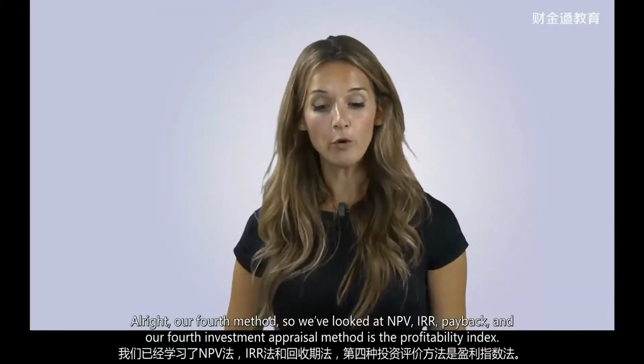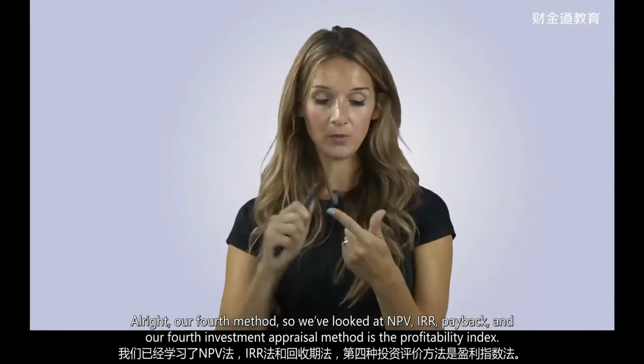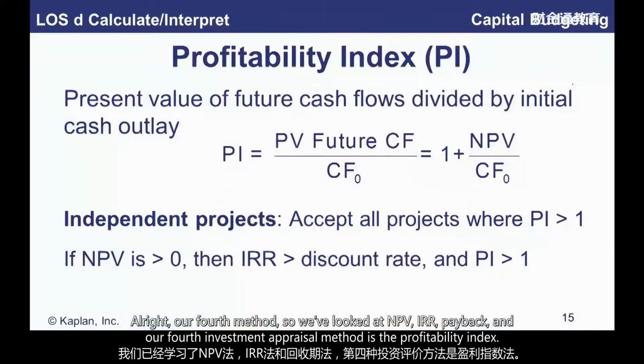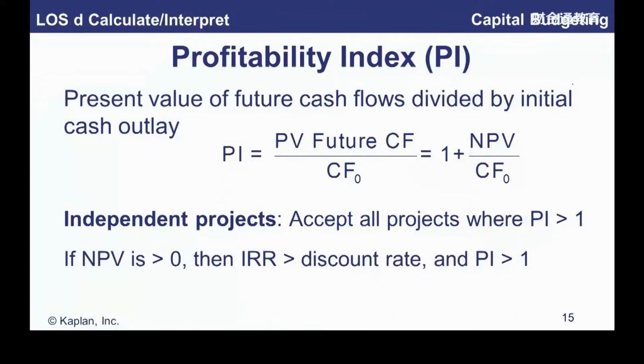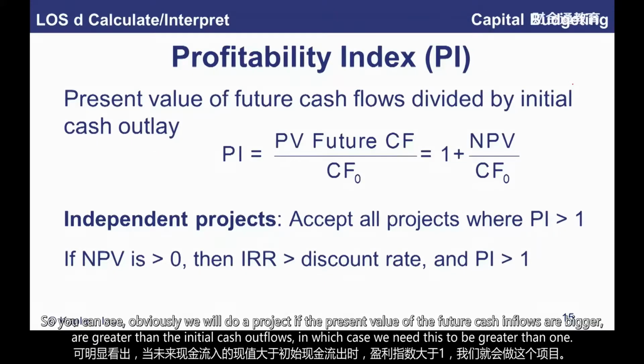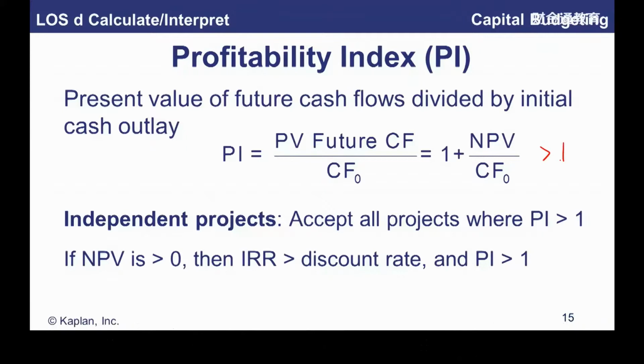All right, our fourth method. We've looked at NPV, IRR, payback, and our fourth investment appraisal method is the profitability index. Pretty similar to the NPV really. It's the present value of the future cash flows divided by the initial cash outlay this time round. Obviously we would do a project if the present value of the future cash inflows is greater than the initial cash outflow, in which case we need this to be greater than 1.